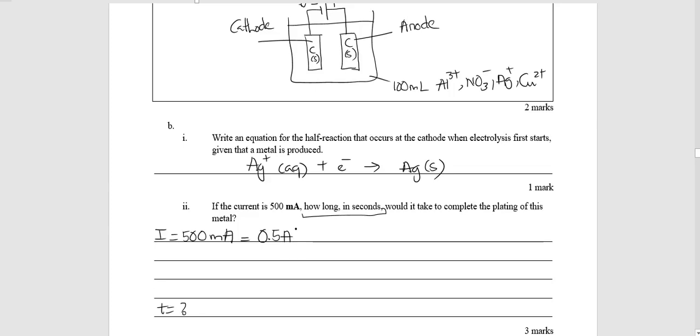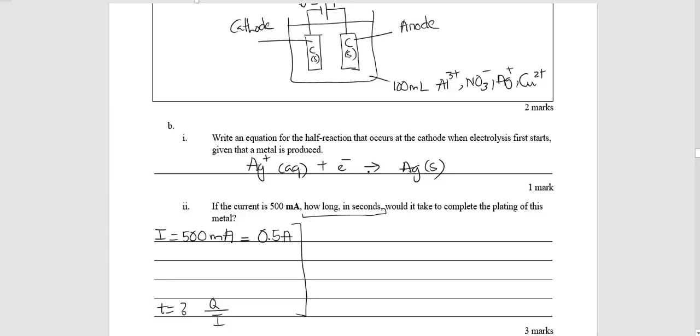Now, if you want to work out time and you're already given the current, it has something to do with charge because we know that time is charge divided by current. But in order to work out the charge, I need to know the number of moles of electrons.